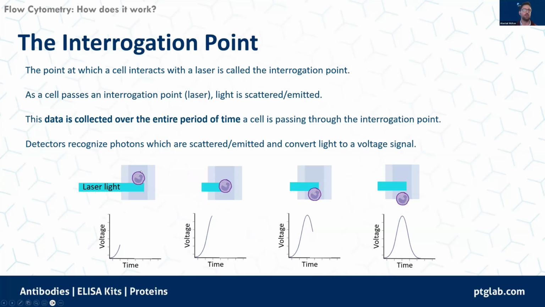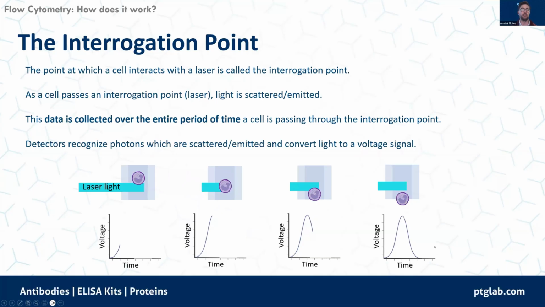So in this example here, we've got a cell entering our laser or our interrogation point. As it does so, it starts to either emit photons or scatter light photons, which generates this voltage. As time goes on, that cell enters the main part of the laser, generating an increased amount of voltage as more of the cell is exposed to the laser. And slowly, as it passes through the interrogation point, that voltage will drop. So it creates this nice voltage over time.